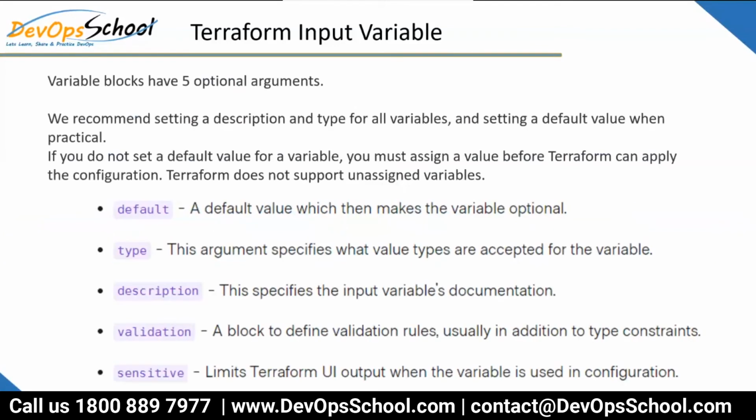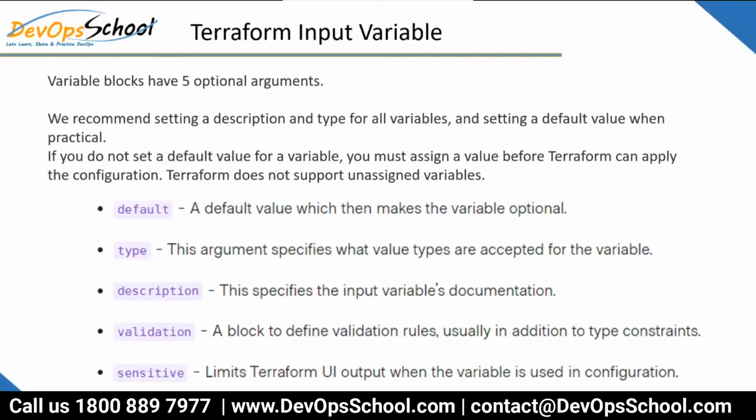Now, any variable you see primarily has five arguments. Which are the arguments you'll have? You'll have a default, a type, a description, a validation, and a sensitive. These are the five options you'll have.